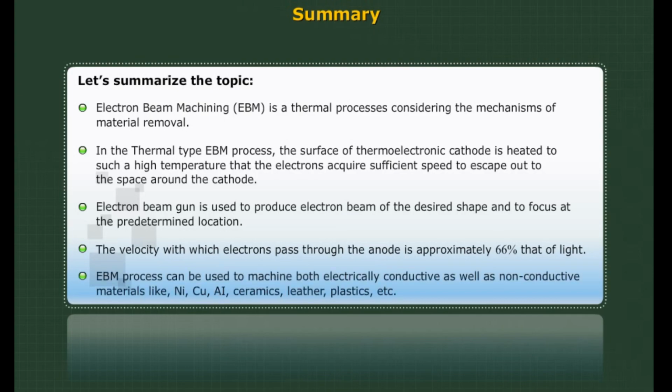EBM process can be used to machine both electrically conductive as well as non-conductive materials like nickel, copper, aluminum, ceramics, leather, plastics, etc.